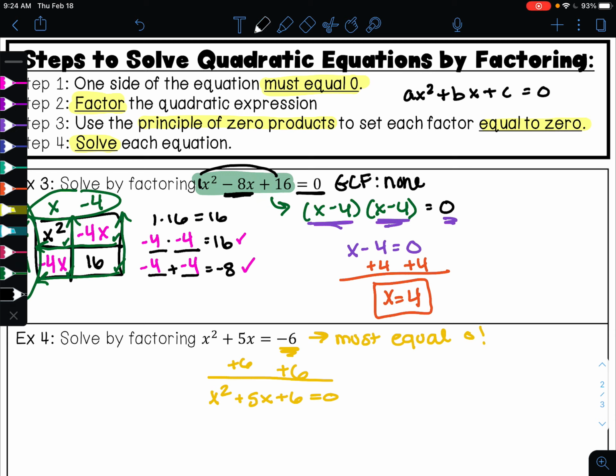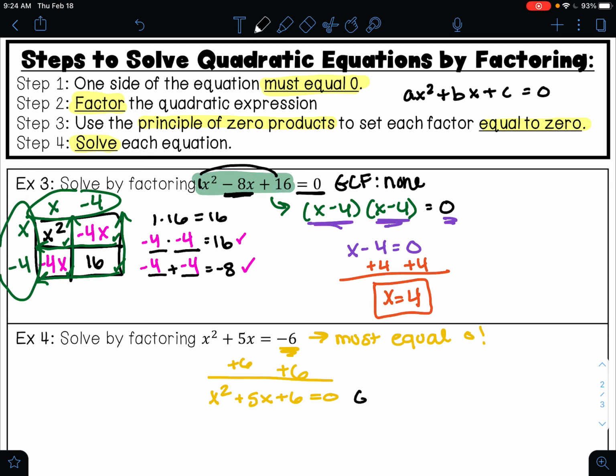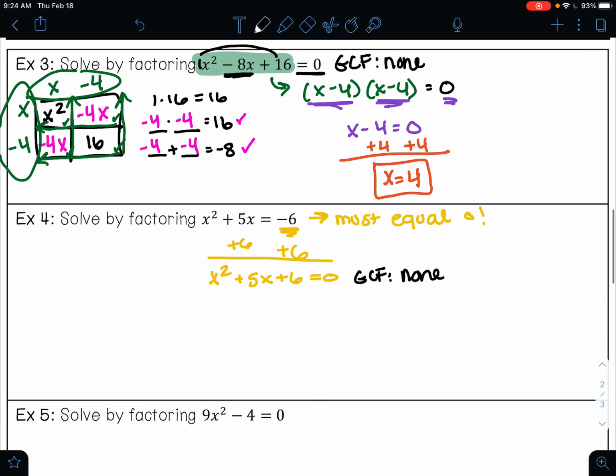My next step with factoring is to always look for a greatest common factor, and here there is none. So when there is not a greatest common factor, I go straight to the area model. My first term goes in the first box, and my last term goes in the last box. You always need to multiply A times C, your first number by your last number.